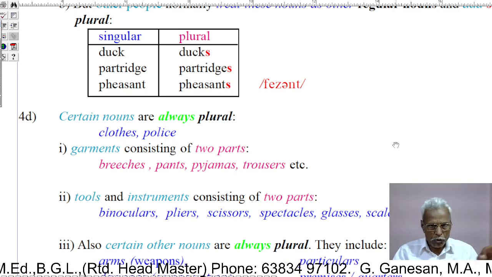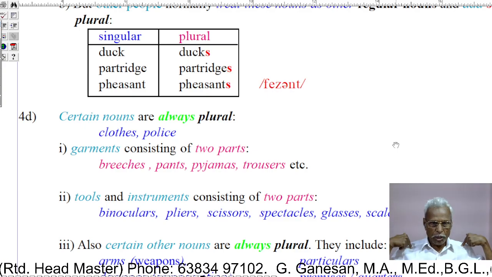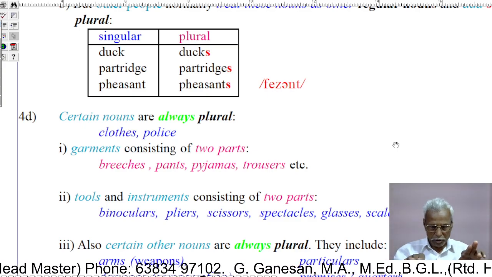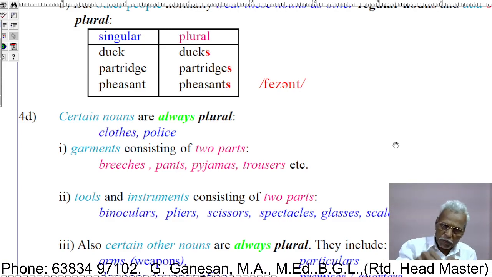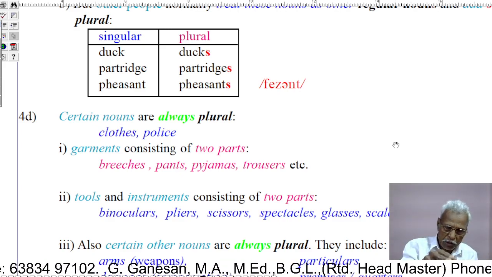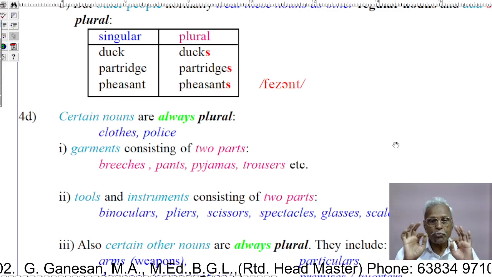They should not be used in singulars because they are used by people with the two pieces, with the two parts. So when these words are used as subject, plural verbs should be used.